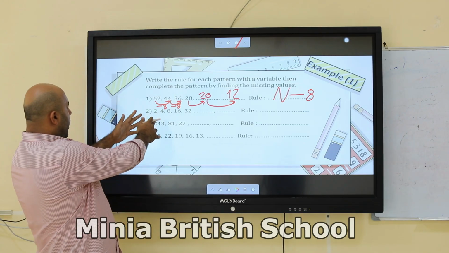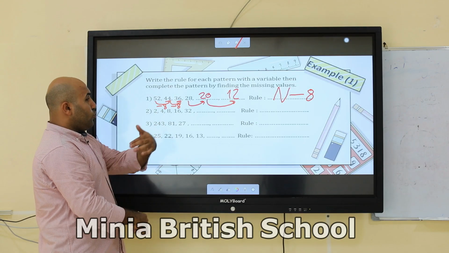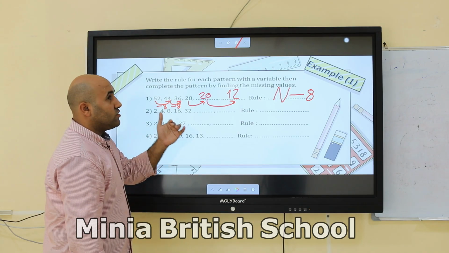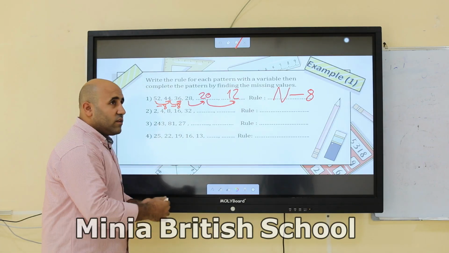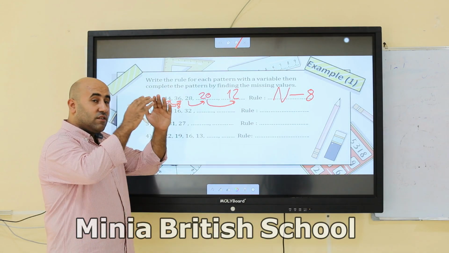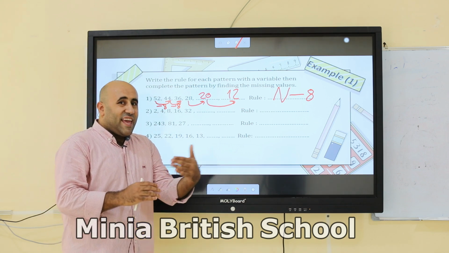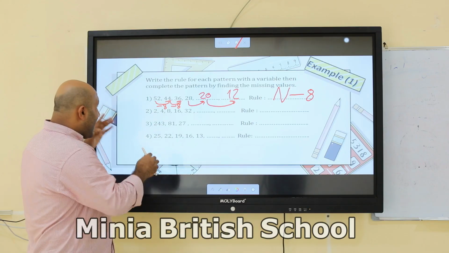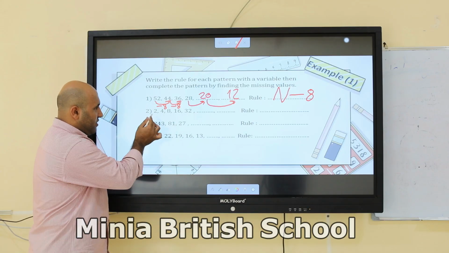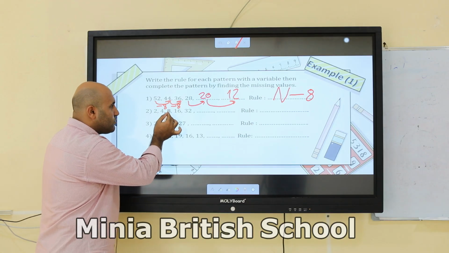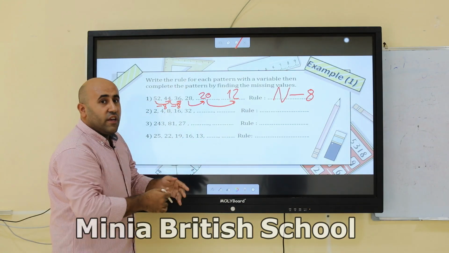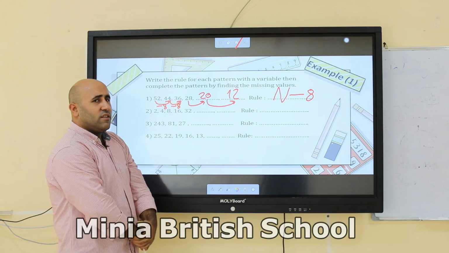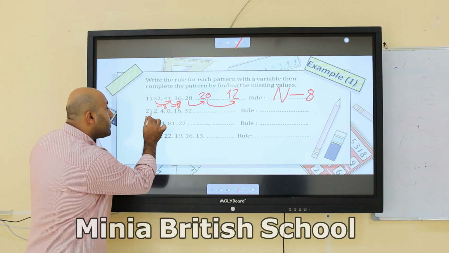Okay, how about the second one? 2, then 4, then 8, then 16, then 32. So I think the numbers get increased, so it may be addition or multiplication. You see, I can apply the addition. Here is plus 2, and there is plus 4, and there is plus 8, and there is plus 16. There is no specific rule. So let's try the multiplication.